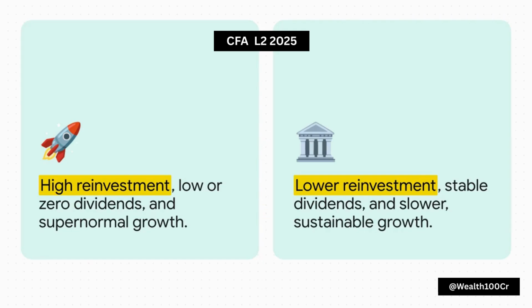So you end up with two totally different kinds of companies, right? You've got the young, high-flying growth company that's reinvesting every penny, probably paying 0 dividends, and growing like a weed. We call that supernormal growth. And then you have the big, stable, mature company, the one that just churns out predictable cash and pays a steady dividend. Trying to value both of these with the same simple model, it just doesn't work.